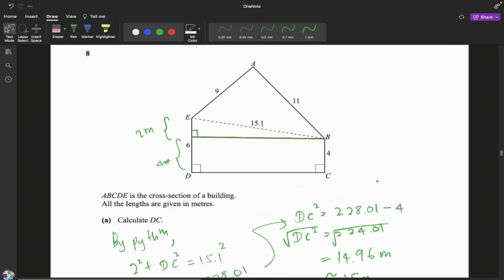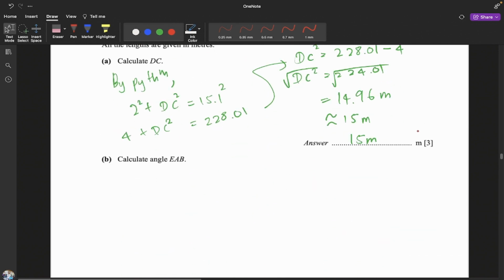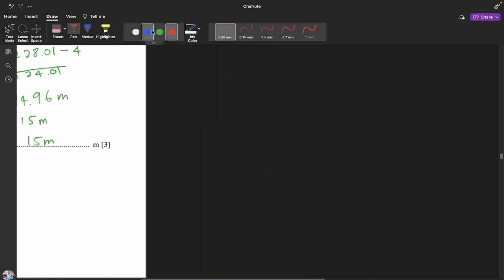Calculate EAB. What is EAB? EAB is this angle. I'll use a different color. This angle. So here you can use cos rule. If you don't know, cos rule is easier when we consider it like this.